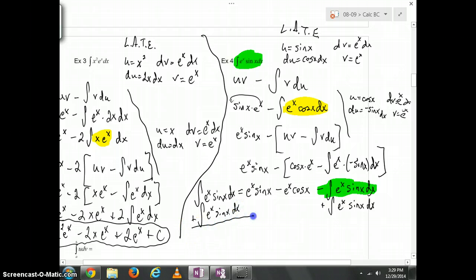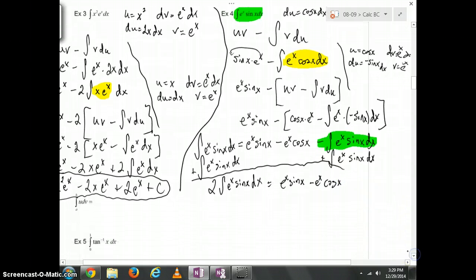And indeed, we can do that. We're just doing some basic algebra here. We'd get 2 times the integral of e to the x sine of x dx would equal e to the x sine of x minus e to the x cosine of x. Well, you might wonder if we're pretty close to wrapping up.